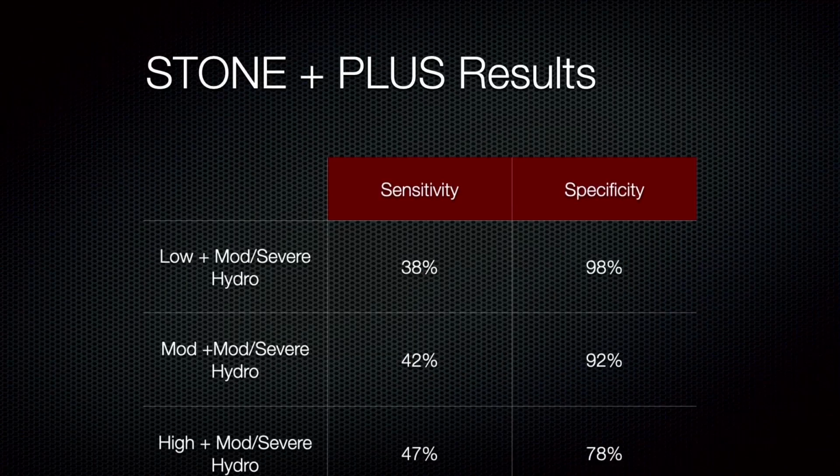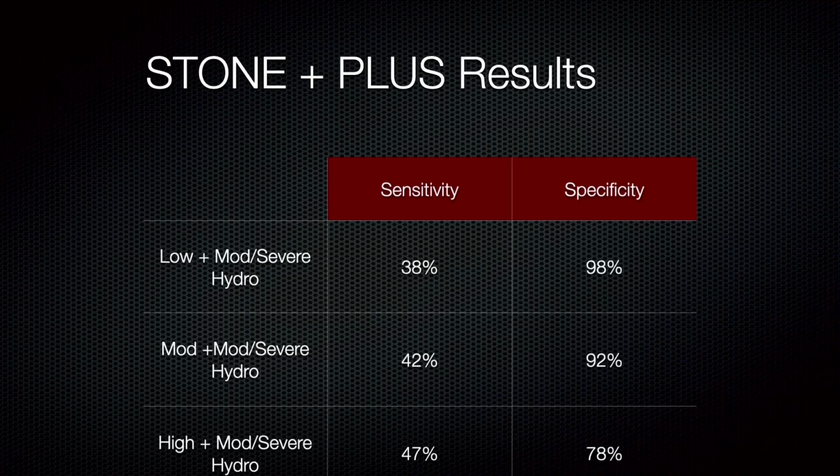the sensitivity of the STONE PLUS for stones, right? In a low probability STONE score plus moderate to severe hydro, it is about 40% sensitivity and 98% specificity, right? And then you can see the numbers thereafter. So in a moderate category plus moderate to severe hydro, 42 and 92. In a high risk category with moderate to severe hydro, it is 47 and 78. So the numbers are kind of interesting.